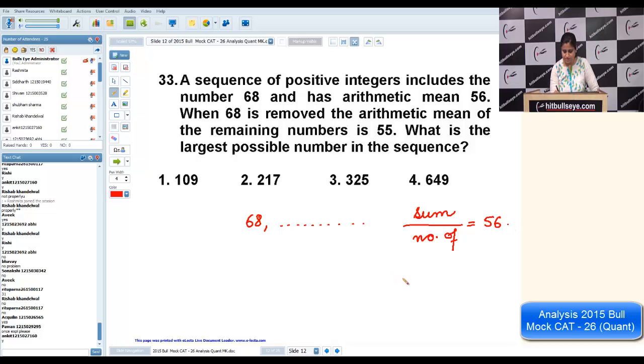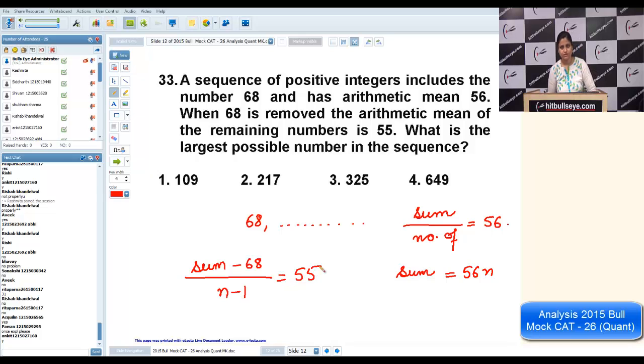So the sum of observations will be 56 into n, where n is what I'm considering to be the number of observations. Now it says when 68 is removed from the sum, you are dropping 68, the arithmetic mean of the remaining numbers, the new average, comes out to be 55. So if we solve these two equations, we'll get the value of n, which comes out to be 13. Is it okay?